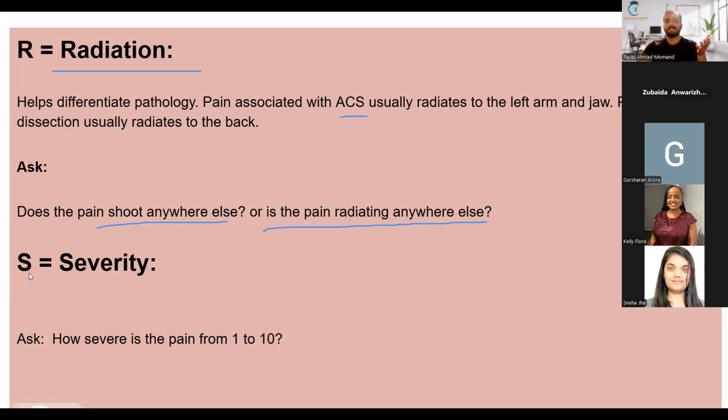Severity. How bad is the pain? Or how severe is the pain from 1 to 10? Then you can explain to them what you mean by 1 to 10. 1 means a very mild discomfort, 10 means the worst pain that you can ever feel. Ischemic pains are coming from potential death of tissue, so they are 10 out of 10 pains. Usually the patient will say it's like a 10 out of 10 pain.